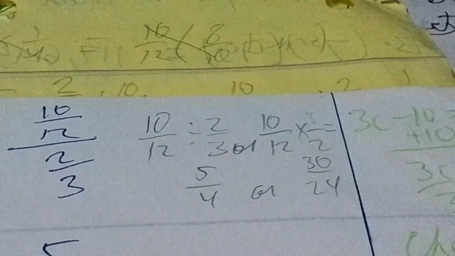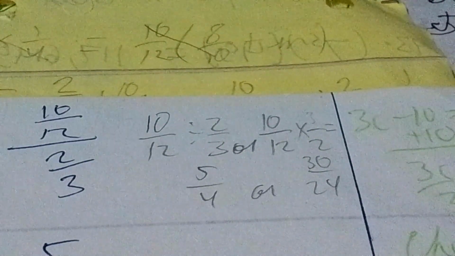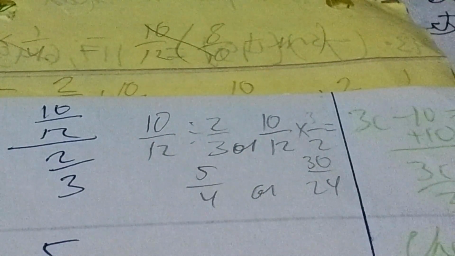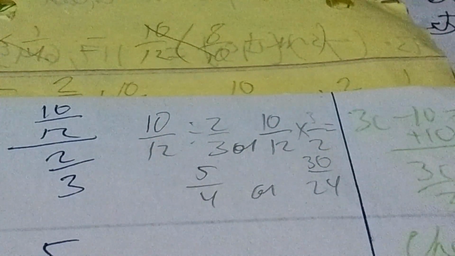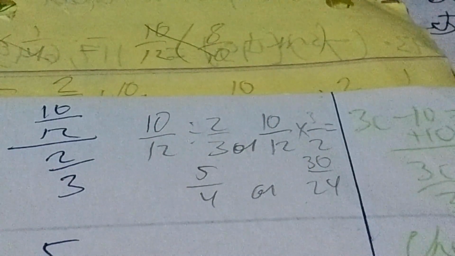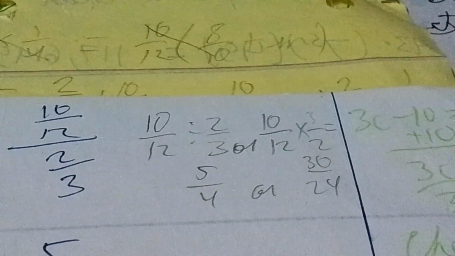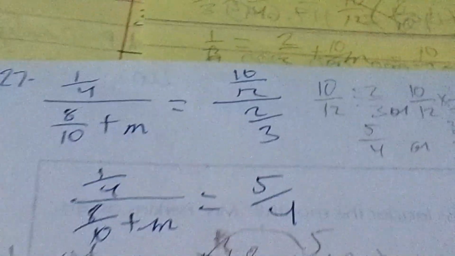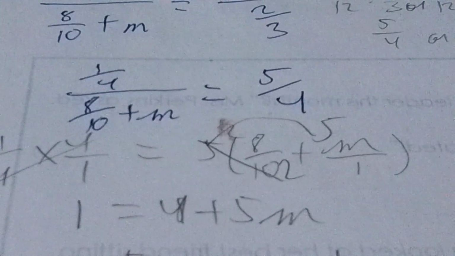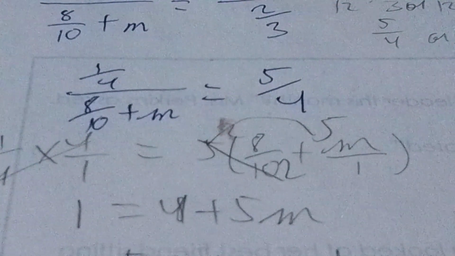So we have 10/12 divided by 2/3. Or you can apply the reciprocal, and the 3/12 becomes 1 over 4, and 10 over 2 becomes 5. So 5 over 4. But what I did was this: 10 times 3 equals 30, 12 times 2 is 24, divide both and we get 5/4. And this is the answer I came up with: 1/4 all divided by 8/10 plus m is equivalent to 5/4.